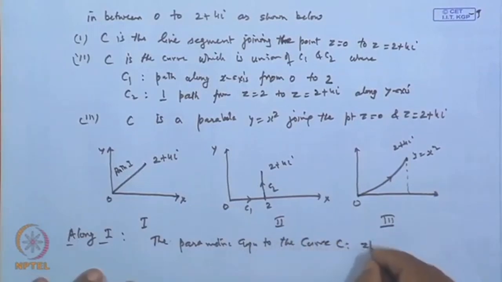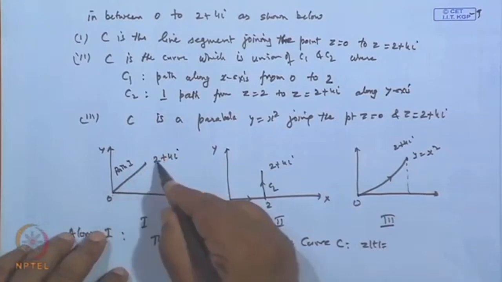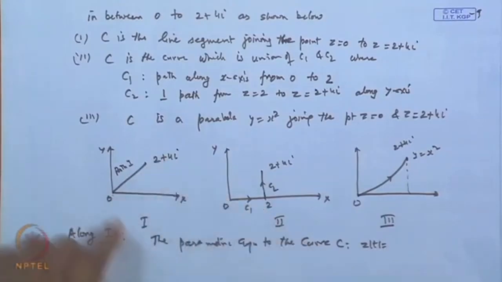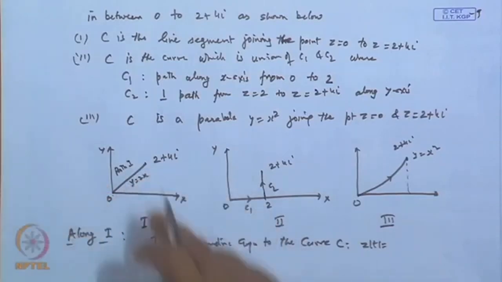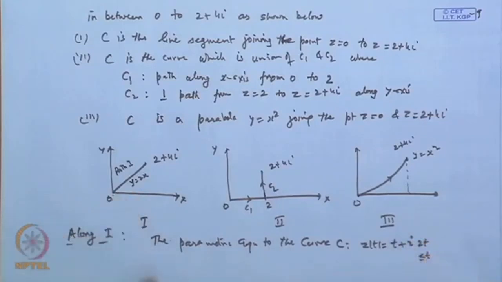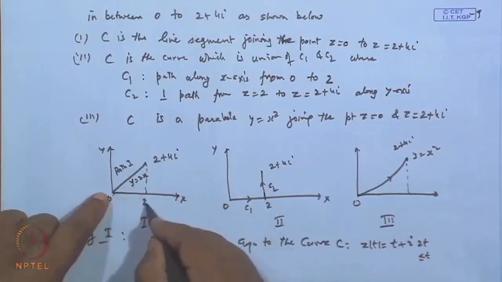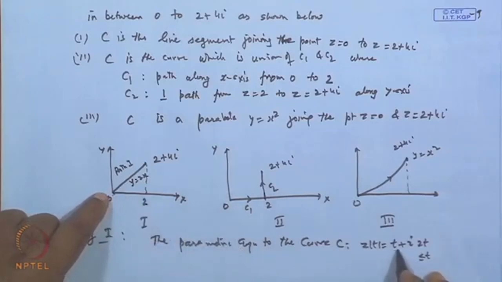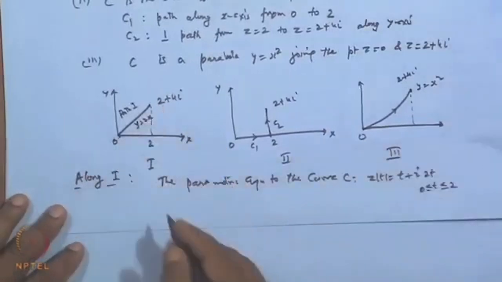z(t) will be what? This is the straight line joining (0, 0) and (2, 4), is it not? So basically the equation of this straight line becomes y equal to 2x. So if I take x to be t, then y becomes 2t, and t must vary such that this entire thing is covered. x varies from 0 to 2, and I am taking x to be t, so t must vary from 0 to 2. Did you get me? Here what I did is I have calculated the segment joining these two points.